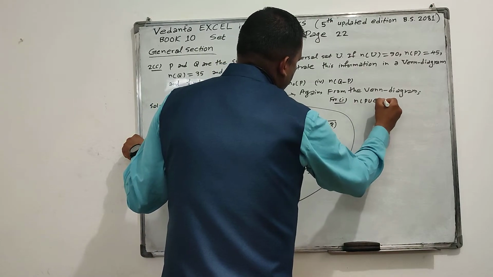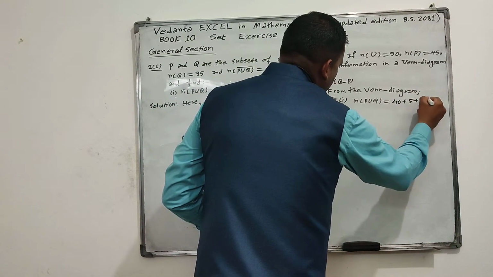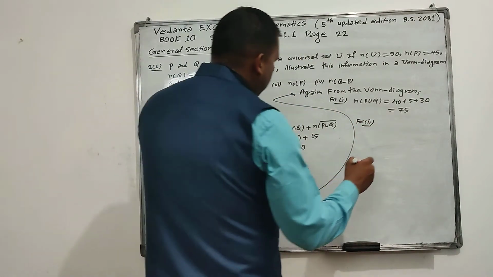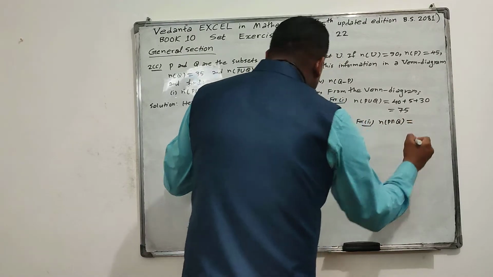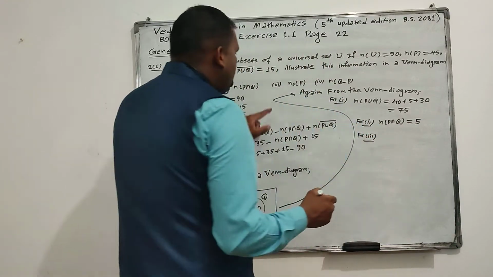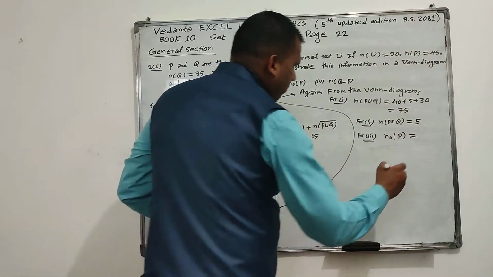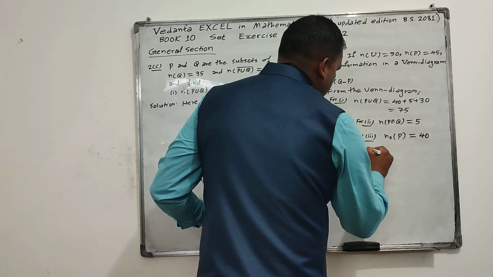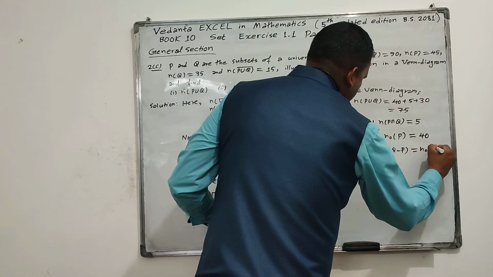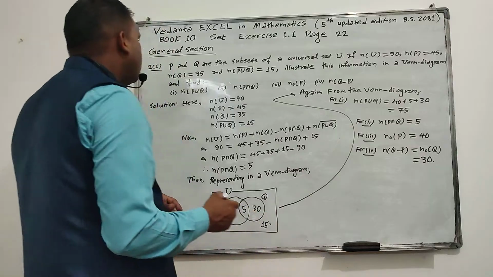Number of P union Q equals 40 plus 5 plus 30, that is 75. For 2, number of P intersection Q is equal to the middle one, that is 5. For 3, n not P, number of only P, that is 40. For 4, number of Q minus P, that is n not Q, number of only Q, that is 30. Okay, this much part to see.